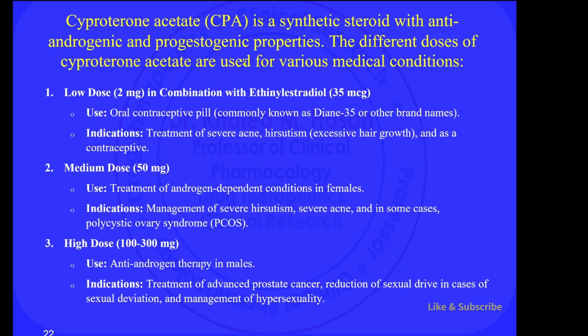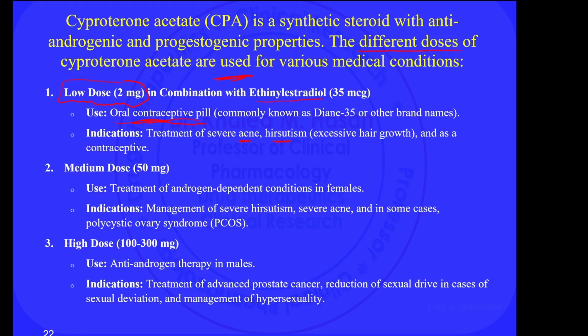A little bit of information about cyproterone acetate. This is a synthetic steroid with anti-androgenic effect and progestogenic properties. When you use different doses, we use it for different indications. For example, 2 milligram cyproterone in combination with ethinyl estradiol is used as an oral contraceptive pill, to prevent pregnancy, and for women suffering from acne or hirsutism. Hirsutism means excessive hair growth.